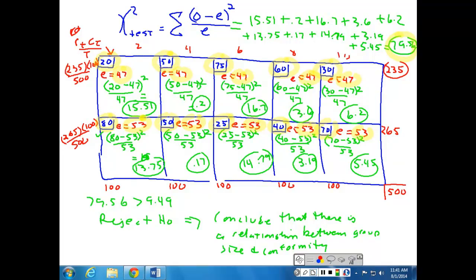Degrees of freedom, easy to get. Always one-tailed upper. It's always reject H0 if the chi-square is greater than the critical value. Get the expected values, follow that formula through, do it for each cell and add them up.